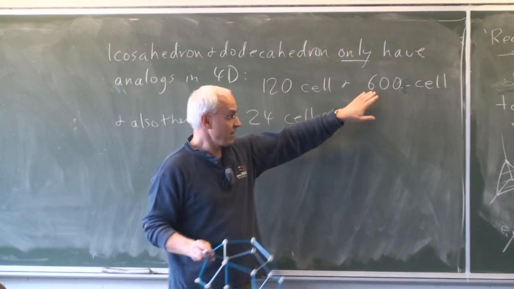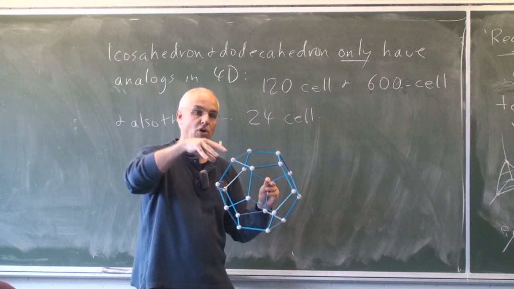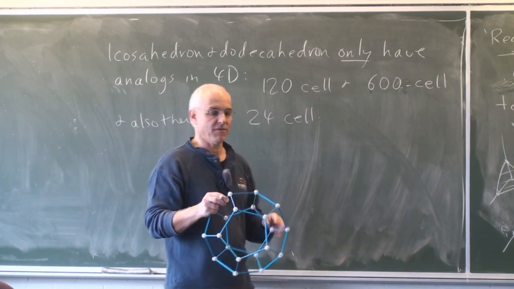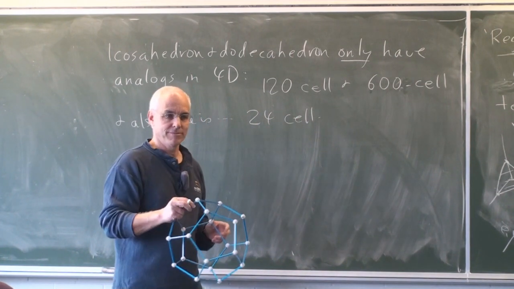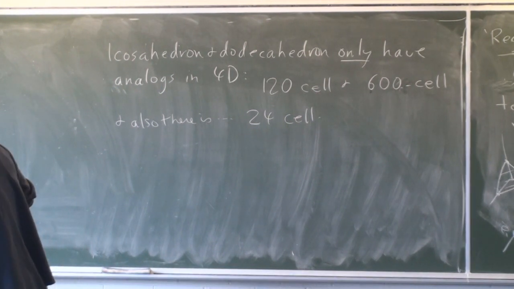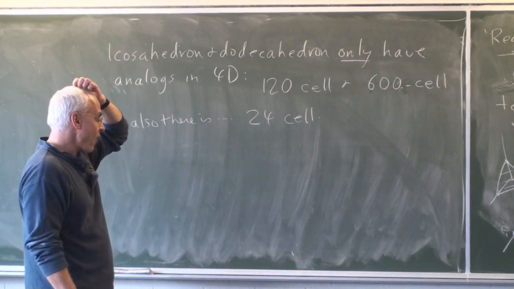This 120 cell has 600 vertices, and its dual object is the 600 cell, made out of tetrahedrons. Does Euler's formula work in four dimensions? Well, a generalization of Euler's formula works in four dimensions.